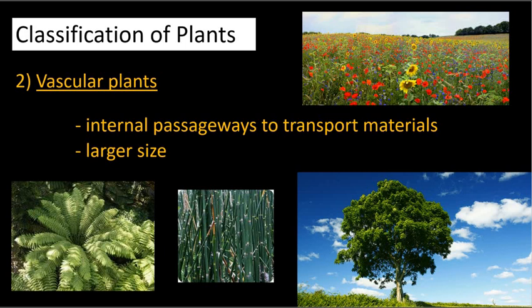And with the vascular plants, they can get a lot larger. You think about things like trees and even things like the sequoias or the redwoods out in California. They can get absolutely enormous. So those passageways make a big difference. There's also some other processes that allow them to transport things within those passages.